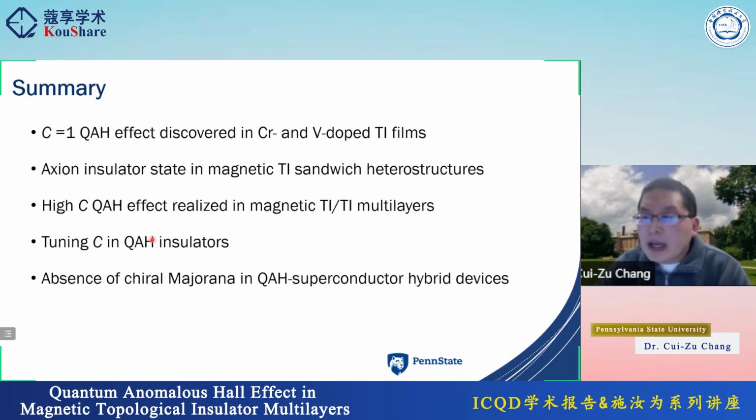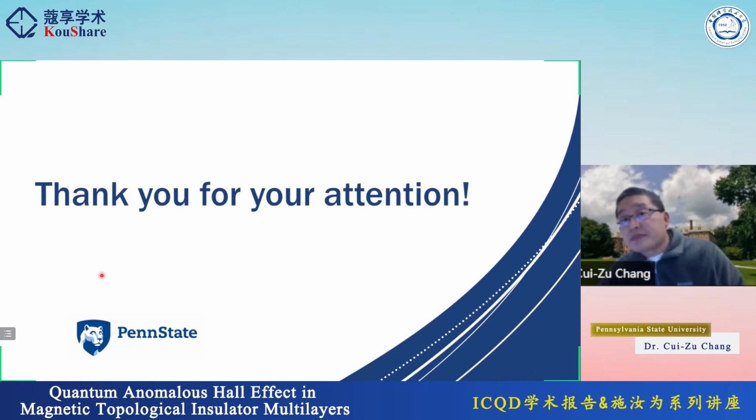And finally, I want to say that in quantum anomalous Hall and superconductor devices, we found that the half quantized plateau observed in millimeter size quantum anomalous Hall superconductor devices is unlikely induced by the formation of the chiral Majorana. With that, thank you.